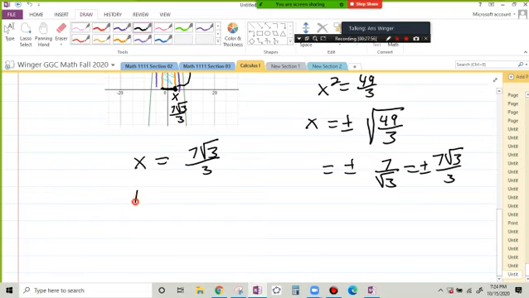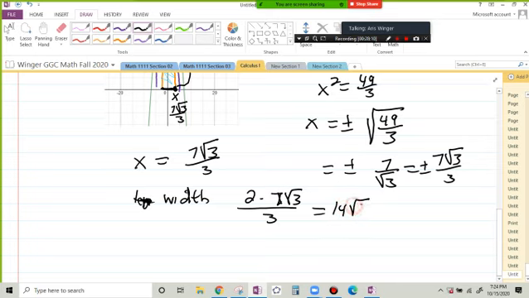So the actual length, or I should say the width, is 2 times 7 the square root of 3 over 3. 14 square root of 3 over 3.